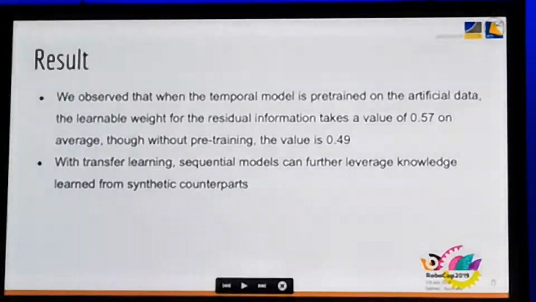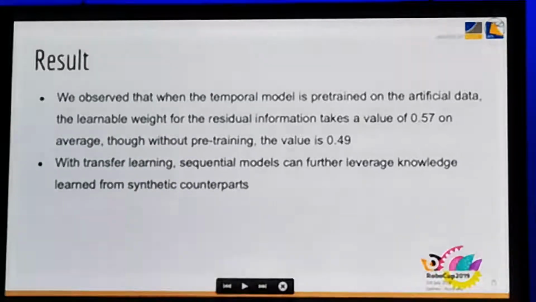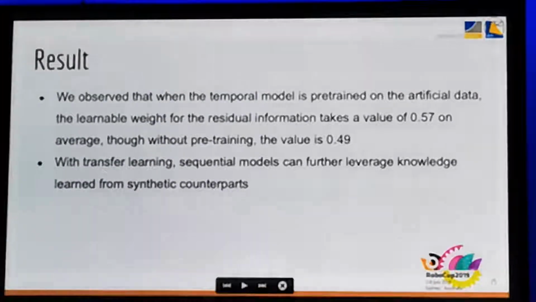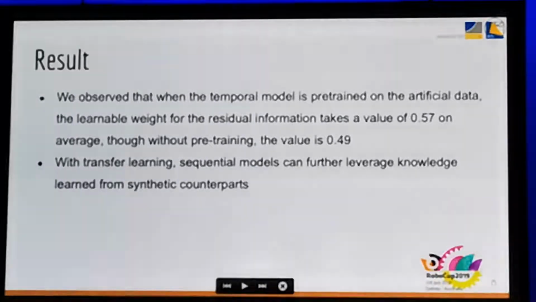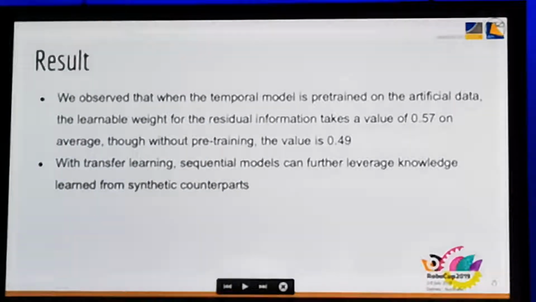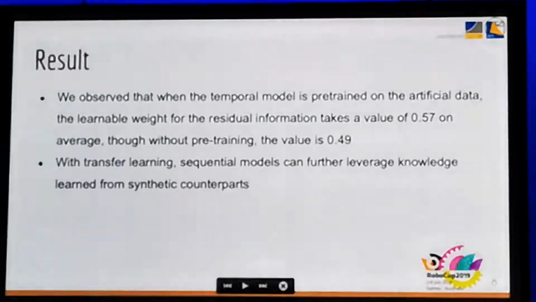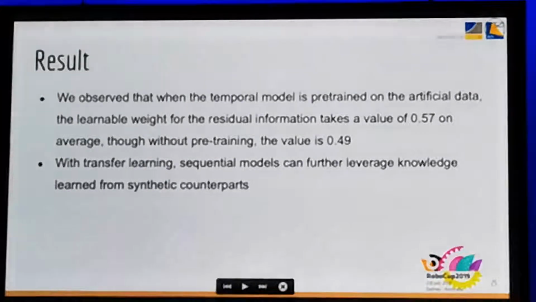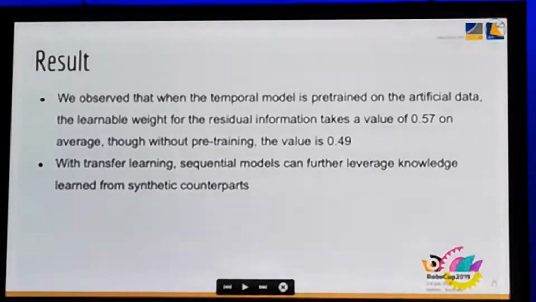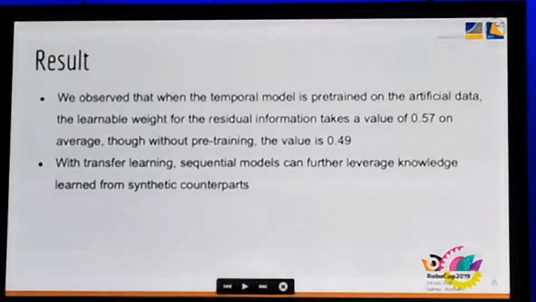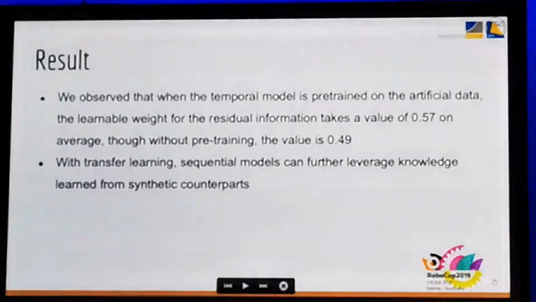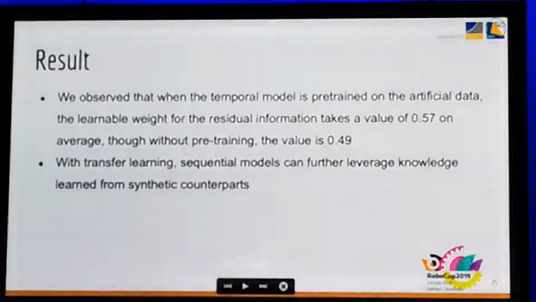So we observed that when the temporal model is pre-trained on artificial data, the learnable weight W gets the value of 0.57, which means that it uses the data from the previous layers and does something meaningful for us. With transfer learning, we could leverage the knowledge learned from the synthetic data set.